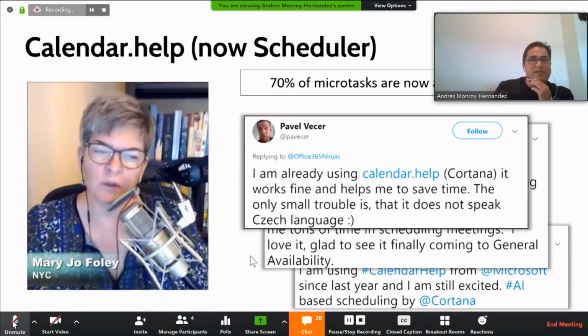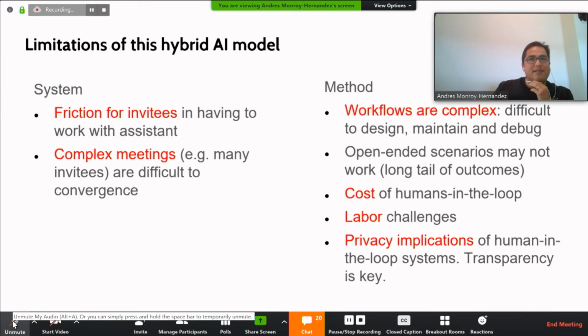She just describes how she uses Calendar.help and the fun and some of the challenges with it. So actually this is a summary of some of the limitations of this approach and some of the things that speak to the issues that we'll start seeing as these types of systems start to permeate through the workplace. So one is on the system itself, and this speaks to this particular scenario, but I think you can generalize some of these things to other scenarios beyond meetings.